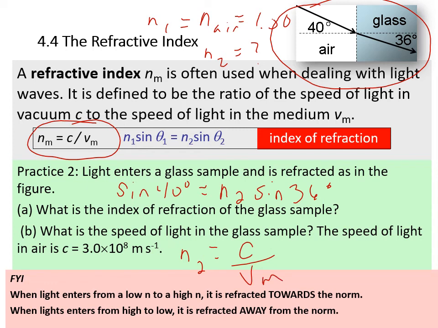It's very important: when light enters from a low index of refraction to a high index of refraction, it is refracted towards the norm, as evidenced up here. This angle got smaller because glass has a higher index of refraction than air. When light enters from high to low, it is refracted away from the norm. Imagine that the light beam tries to take the shortest path through the material, which would be right along the normal of the material. Anytime light travels into a thicker medium, a denser medium, it is refracted towards the norm.